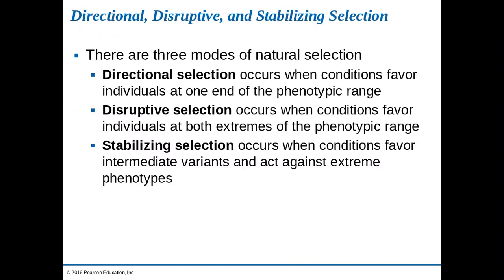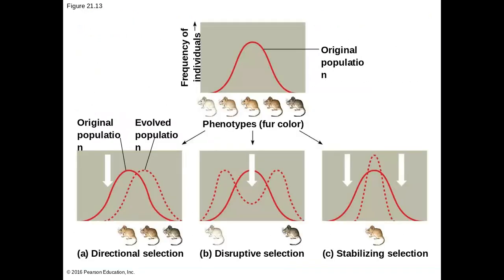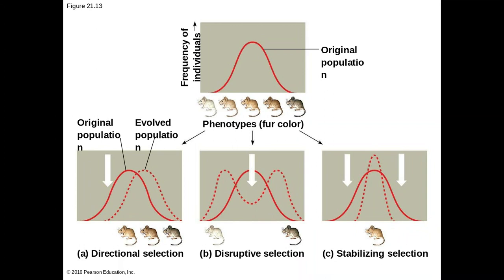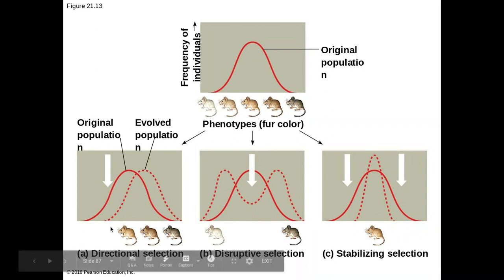So directional selection is a type of selection where the conditions favor individuals at one end of the spectrum or another of the phenotypic range. So if we look here, we could see directional selection if we have the solid line is the original population, the dotted line is the evolved population. Maybe instead of having white mice or kind of brown mice, we're going to move to more dark colored mice, all at this end of the spectrum. So we're moving in one direction. Therefore, we're selecting against the other side, the lighter color mice.